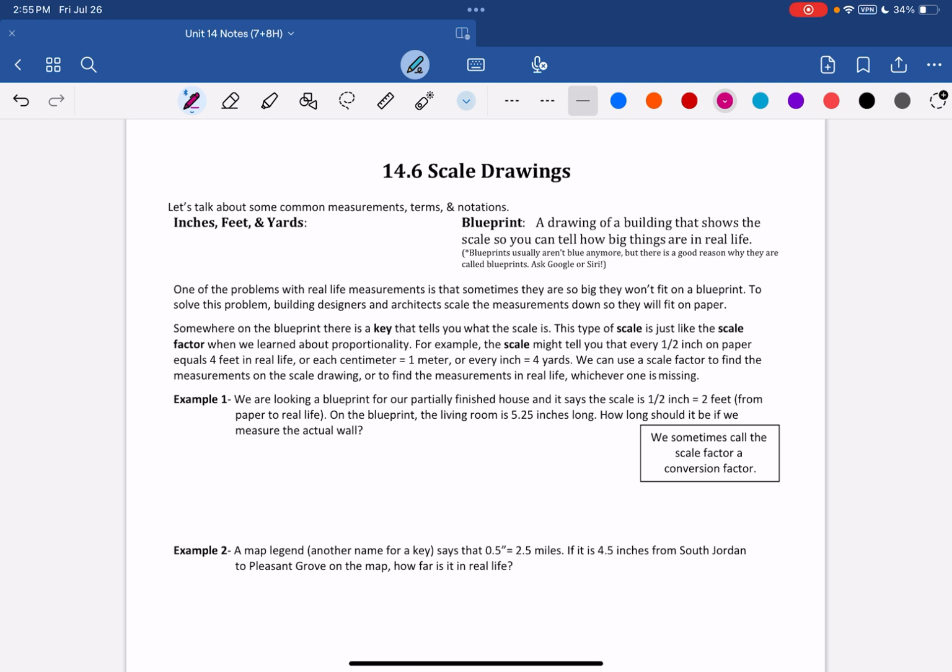Let's talk about common measurements. So we have inches, feet, yards. We abbreviate inches with a little double apostrophe mark, feet get a single apostrophe, and yards are abbreviated like that.